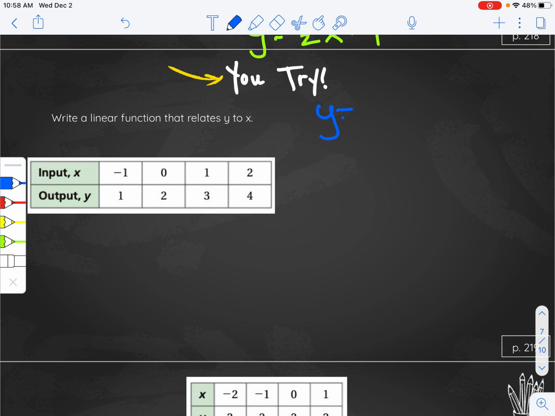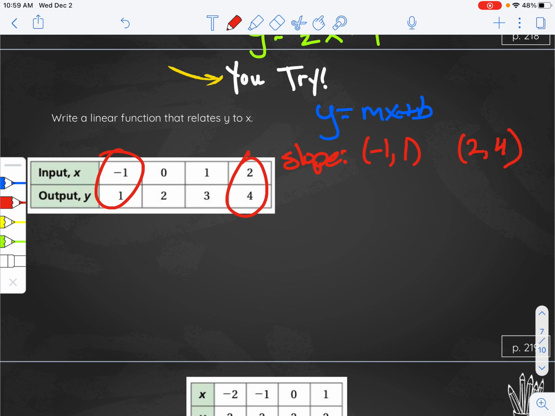All right, welcome back. Y equals mx plus b. I'm choosing any 2 points for my slope. Why don't this time I choose -1, 1 and 2, 4. So the 2 endpoints there. So my points -1, 1 and 2, 4. x1, y1, x2, y2.